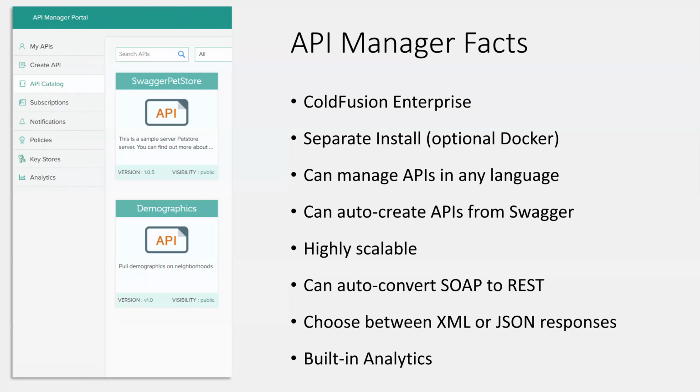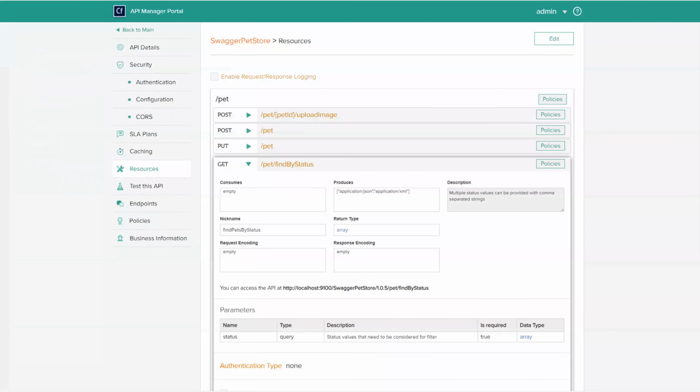So let's actually look at some parts of the product. This is the resource page here. You can see this is the Swagger pet store. This is a common example in Swagger that kind of models a pet store. And I took the Swagger configuration document and put it in here and got all these APIs basically for free.